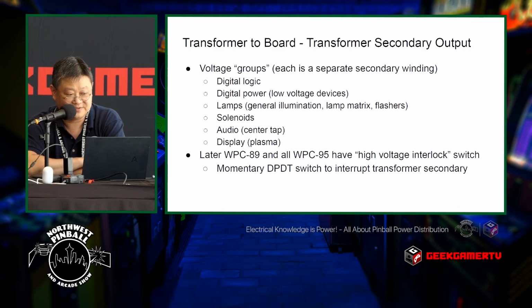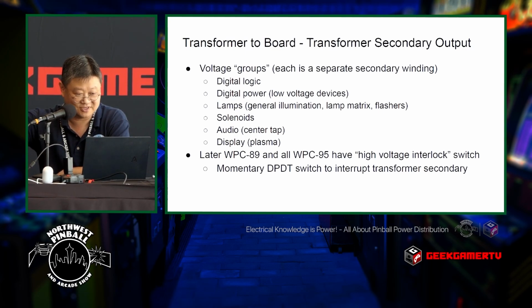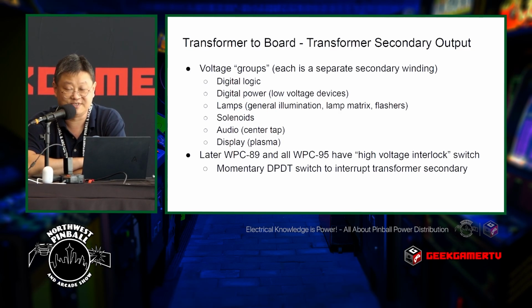Okay, so this is transformer to board. This transformer secondary output, this big bundle of wires here, carries all of the power that is used for different purposes. In a Williams machine, they are used for digital logic, the 5-volt line, digital power, the 12-volt line, lamps, general illumination, matrix, and flashes. The interesting thing with lamps is that I've broken them down into those 3 separate groups because those 3 groups are powered from different sources.